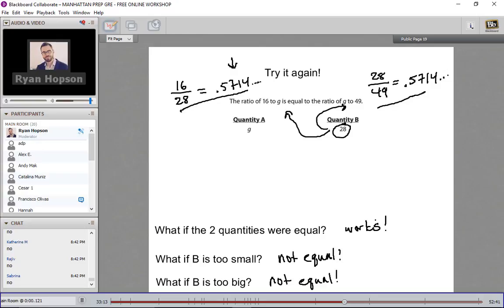Excellent. So, what must be true of quantity A and quantity B? They've got to be equal. Absolutely. Very good. And our correct answer must be C. You guys all with me on that? Give me a quick plus one if you're on board there.